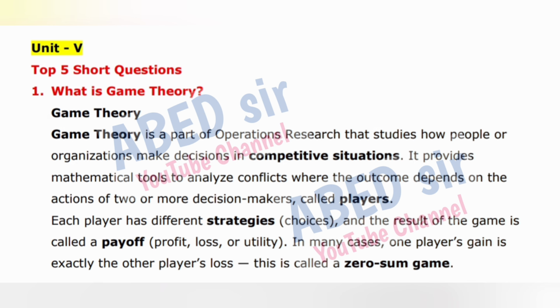Game theory is a part of operations research that studies how people or organizations make decisions in competitive situations. It provides mathematical tools to analyze conflicts where the outcome depends on the actions of two or more decision makers, called players. Each player has different strategies, choices, and the result of the game is called a payoff, profit, loss, or utility. In many cases, one player's gain is exactly the other player's loss. This is called a zero-sum game.